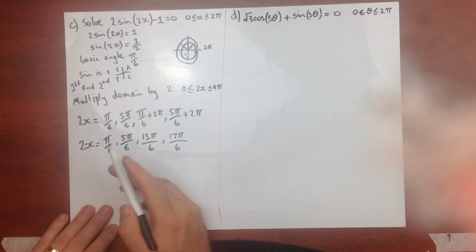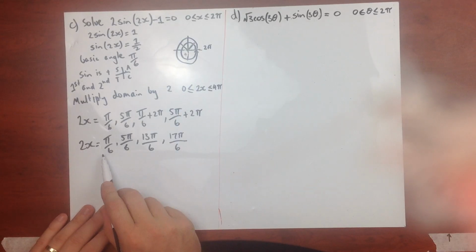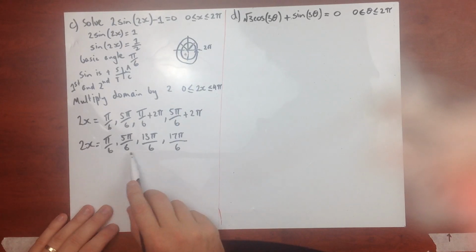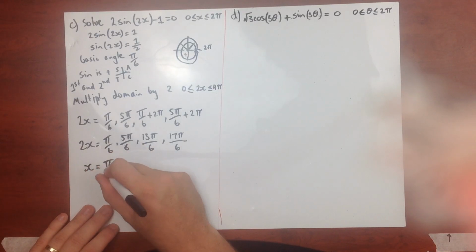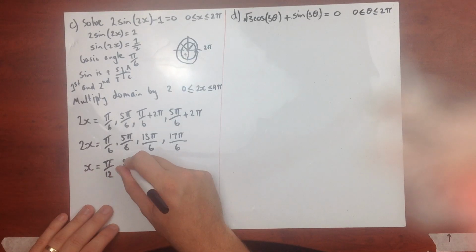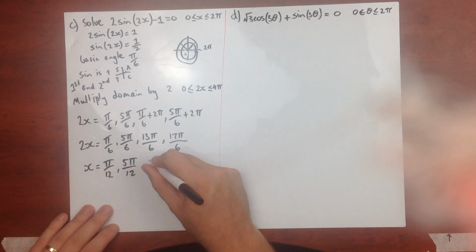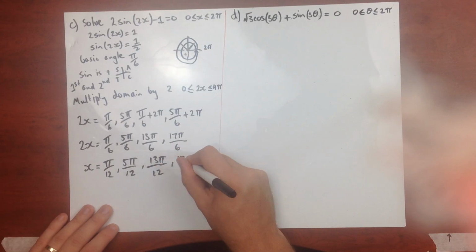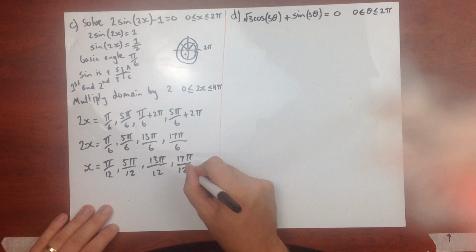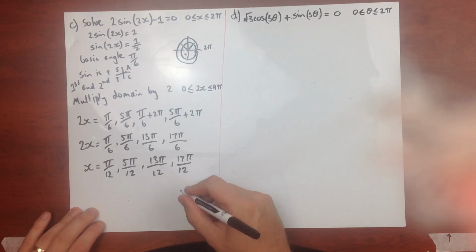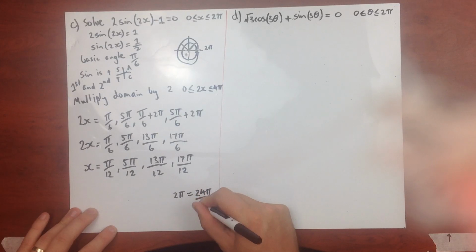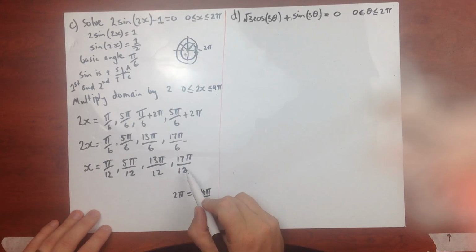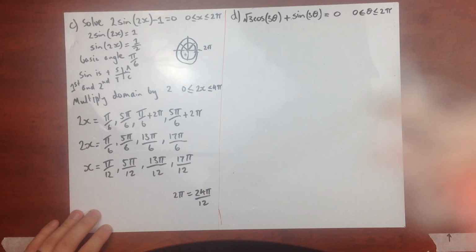But we haven't actually taken care of this 2. So now we can divide all these by 2, which is nice and straightforward because it's multiplying our denominators by 2. So we get x equals pi on 12, 5 pi on 12, 13 pi on 12, and 17 pi on 12. Now remember, with a base of 12, 2 pi is equal to 24 pi on 12. So you can see we're back inside our original domain now.